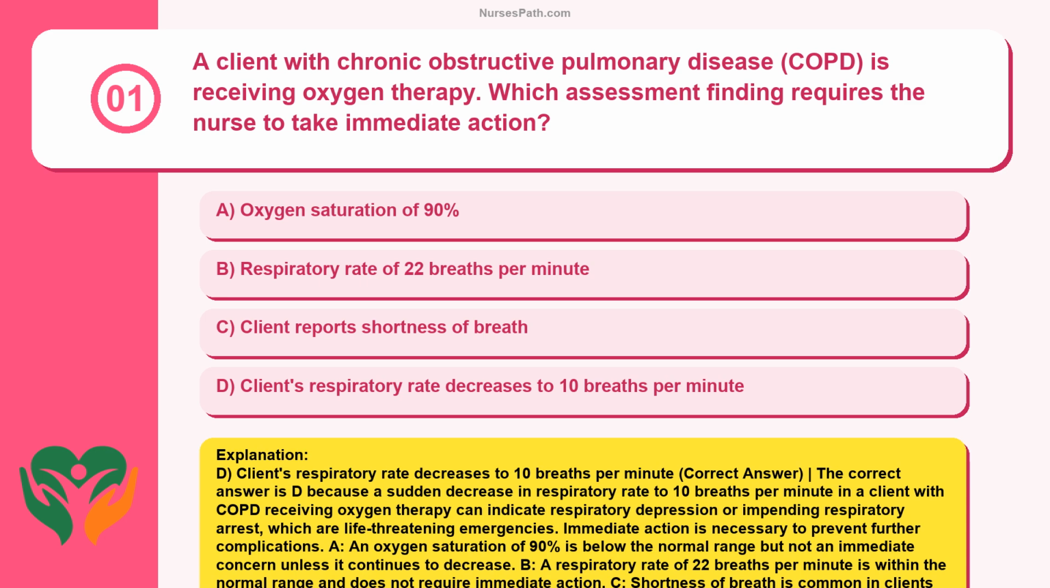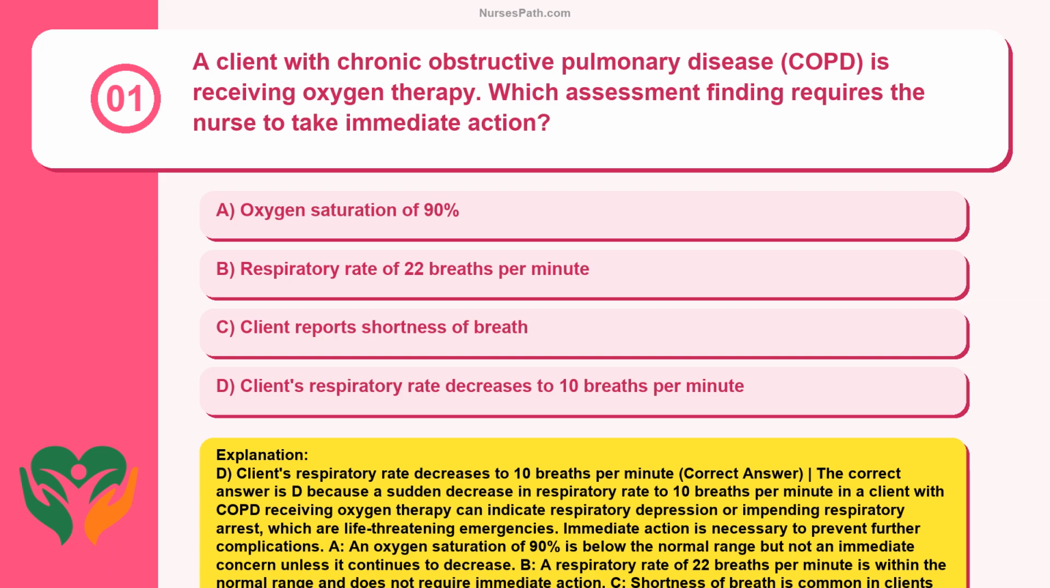D. Client's respiratory rate decreases to 10 breaths per minute. Correct answer. The correct answer is D, because a sudden decrease in respiratory rate to 10 breaths per minute in a client with COPD receiving oxygen therapy can indicate respiratory depression or impending respiratory arrest, which are life-threatening emergencies. Immediate action is necessary to prevent further complications.